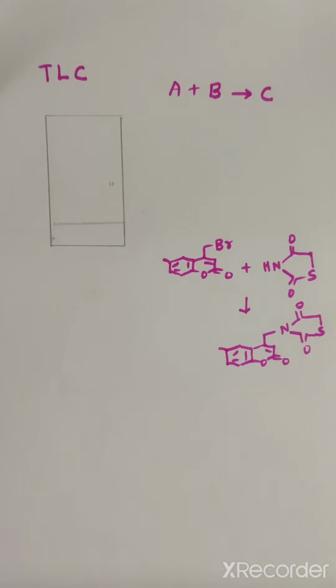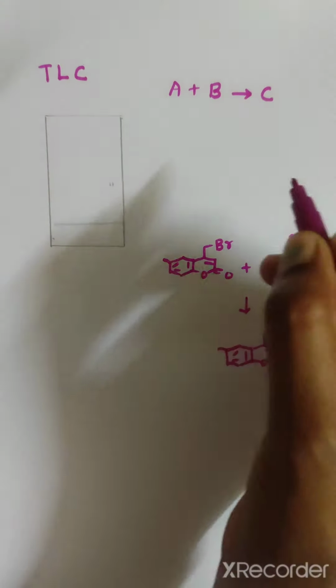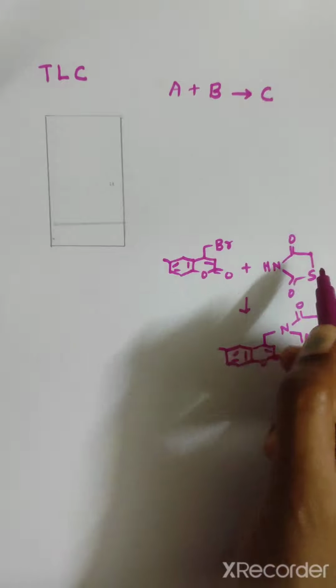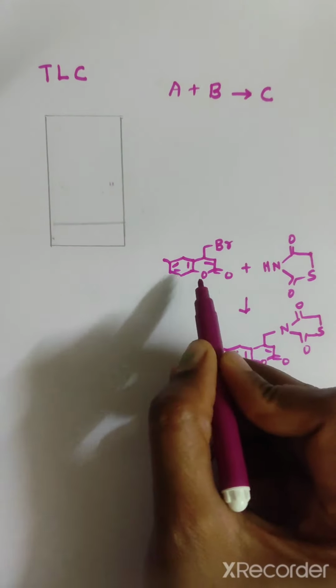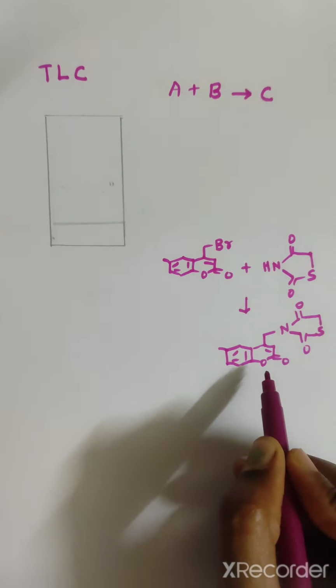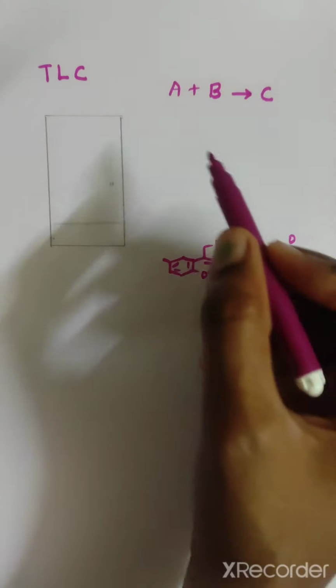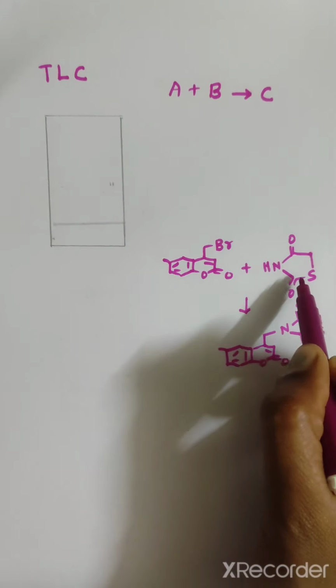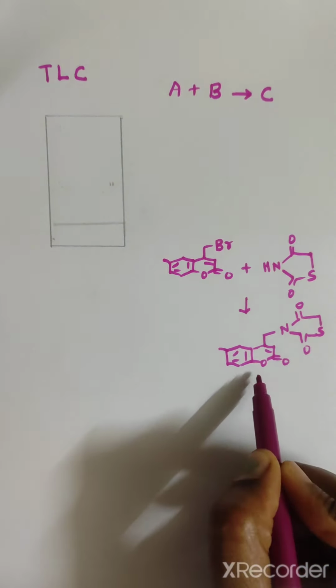Being an organic chemist, you are carrying out a reaction, either as an MSc project student or a researcher. You have two components, and by reacting these two components you get the product C. Just say this is A and this is B, and you are getting the product C.